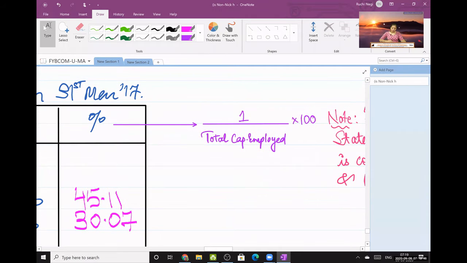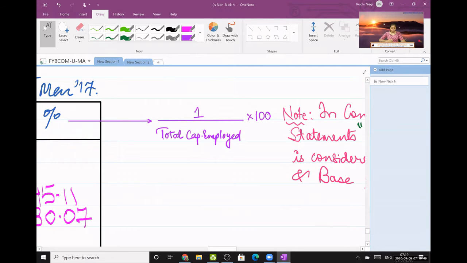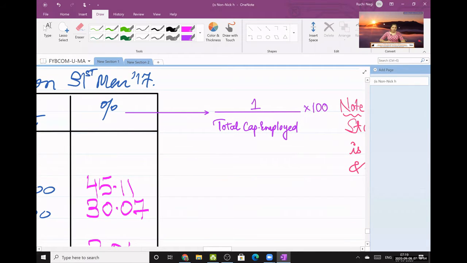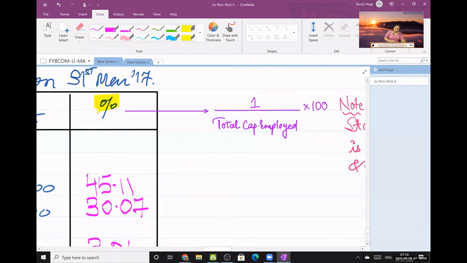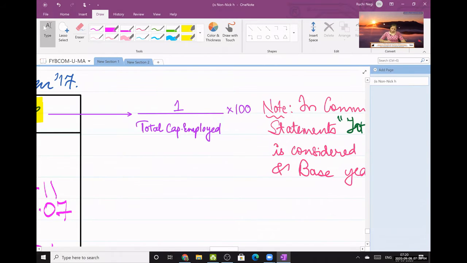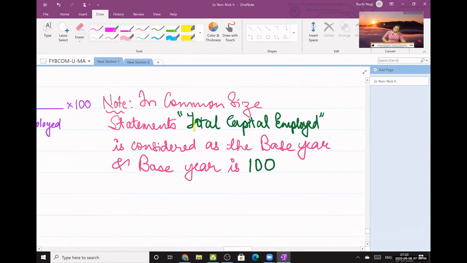See, this last column is calculated by using this formula, 1 upon total capital employed into 100. Because you're converting it into percentage. You have to convert this into percentage. Percentage is always into 100. Okay, don't forget. Total capital employed is the denominator, and that will be assumed to be 100. Okay?